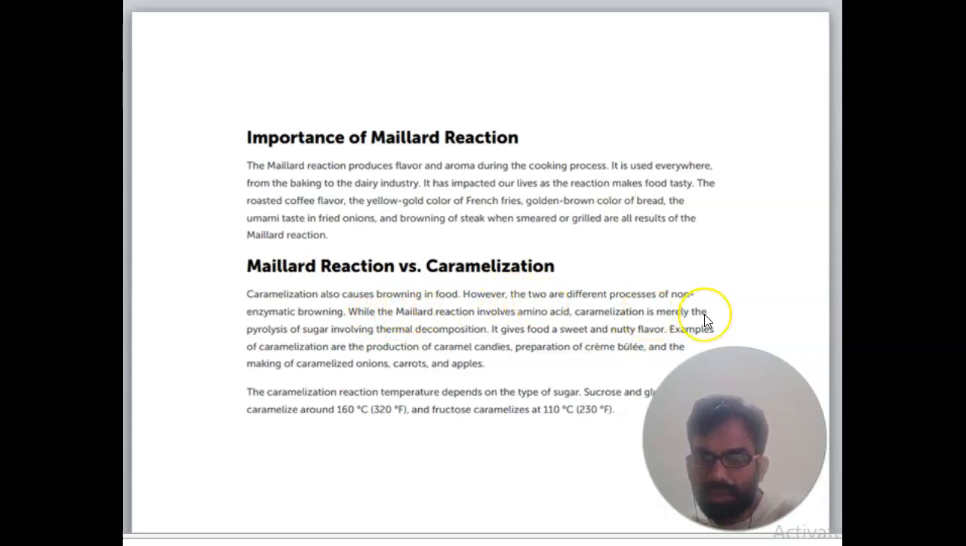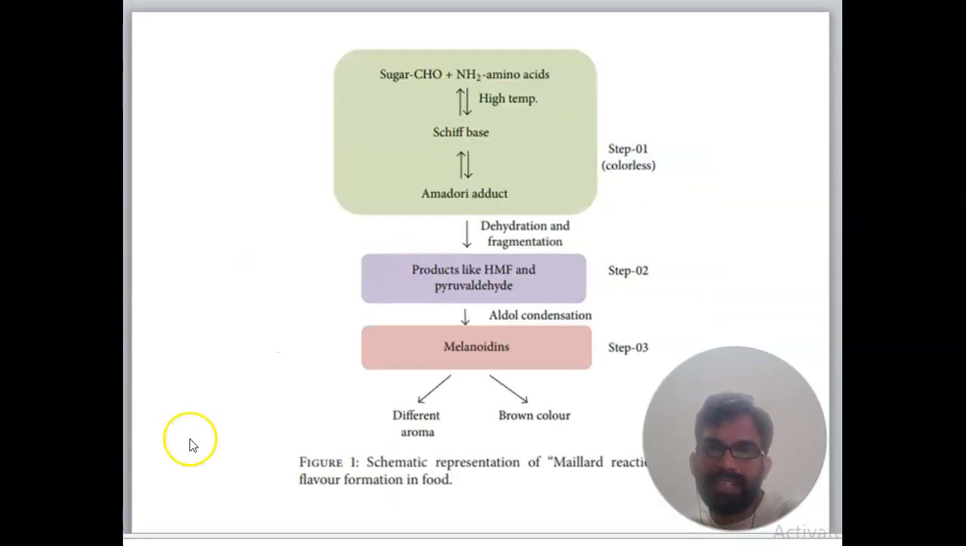However, these are two different processes of non-enzymatic browning. The Maillard reaction involves amino acids, while caramelization produces caramelized products, like caramel candies. They are used to prepare cream and glue, and in making caramel, onions, carrots and apples. So these are the two methods, and now you can see the mechanism of the Maillard reaction.